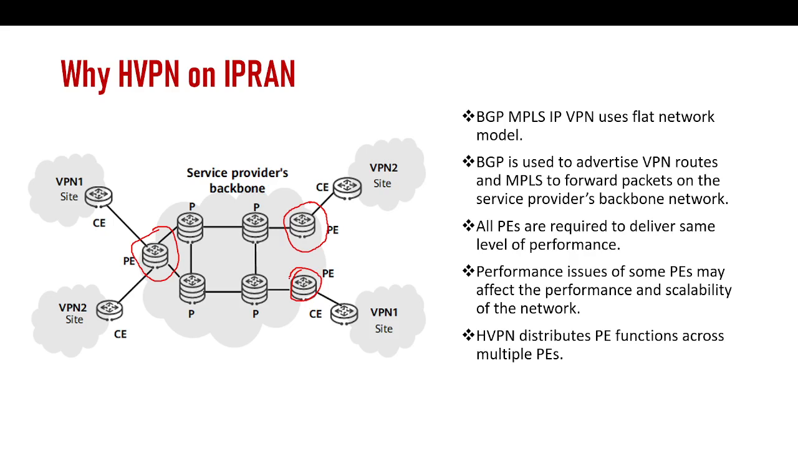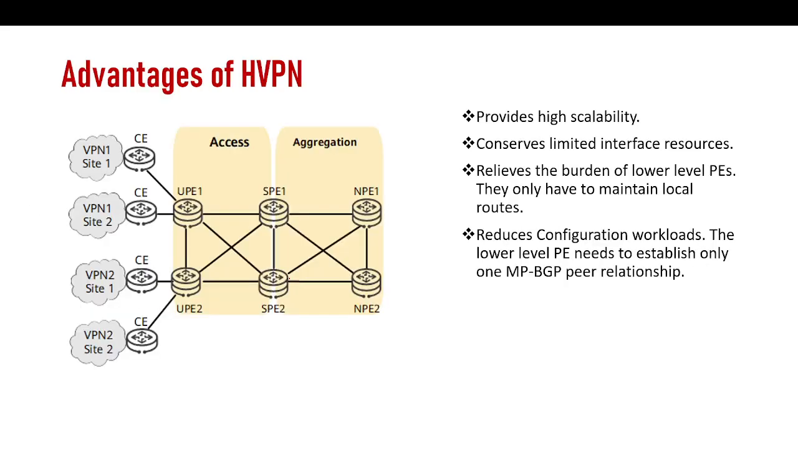So with the HVPN solution, we are distributing the PE functions across multiple PEs. So we are building a hierarchical network. We have different levels. We have maybe the aggregation, the access, we could have the core. So we end up distributing the PE function across multiple PEs. So the low-end access PEs really don't have to have the same performance as the aggregation PEs or the core PEs. So we are distributing the PE functions across multiple provider edge routers in the network. This is why we need the hierarchical VPN on the service provider IPRAN network.